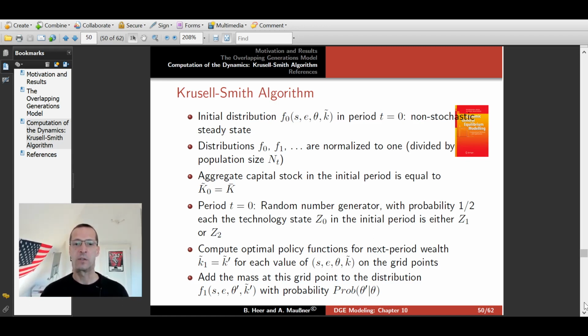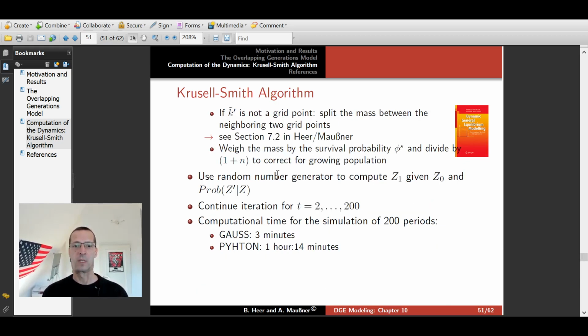In the initial steady state, in period 0, we choose the non-stochastic steady-state capital stock, K bar. And we roll a dice, so a random number generator with probability 1/2, and we assume that the initial technology state Z is equal to Z1 or Z2. So we have to assign a value in this period Z because we need to compute the transition probability to get to Z prime in the next period.